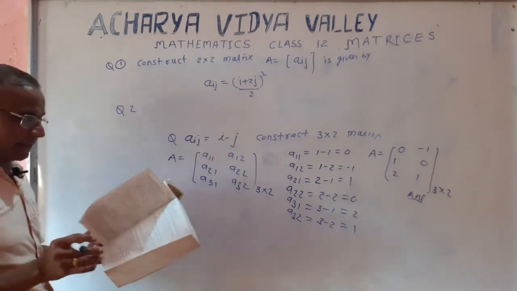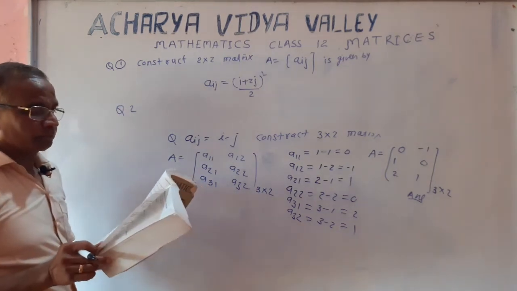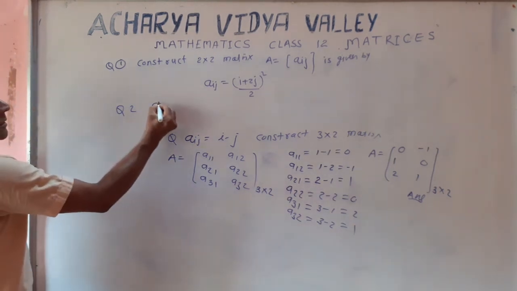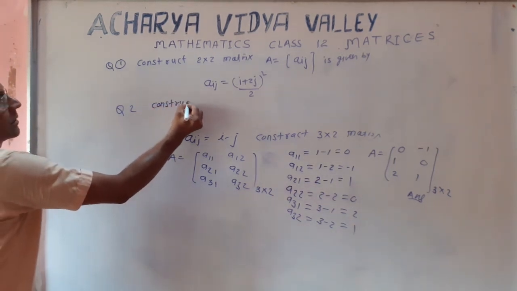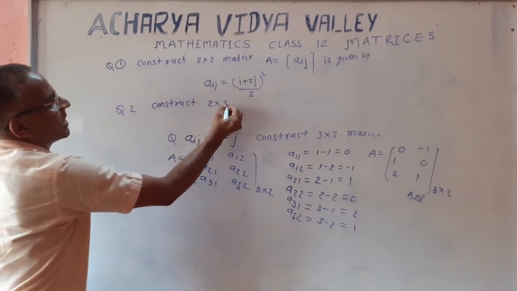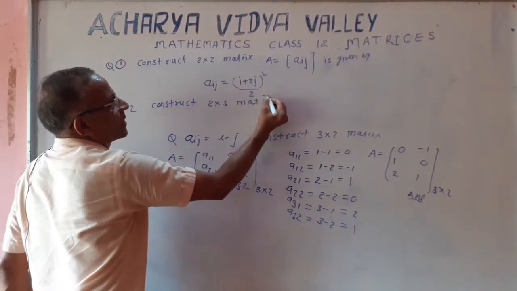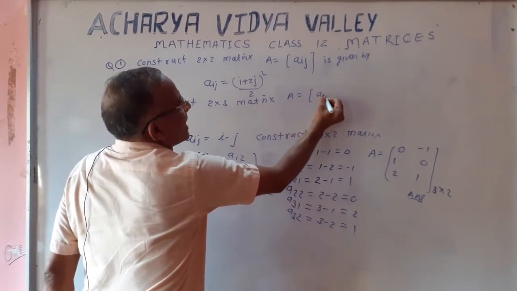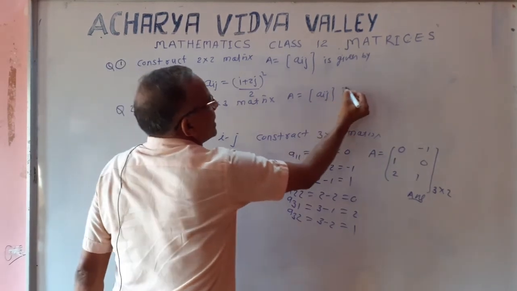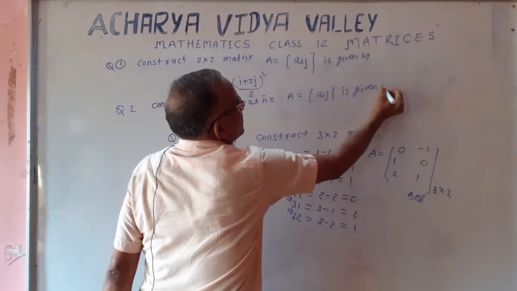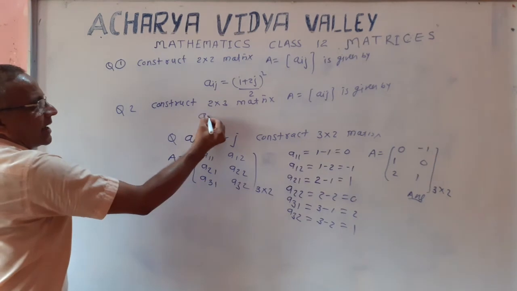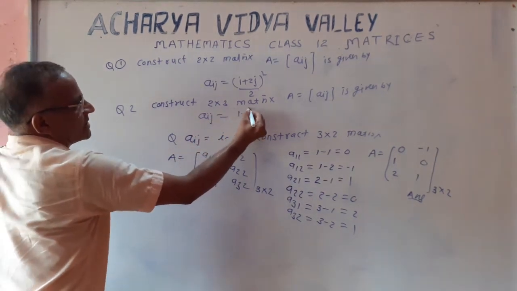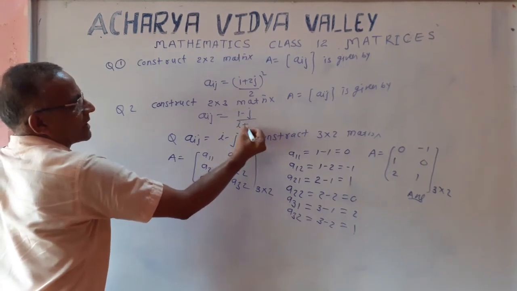Question number two: construct a 2 by 3 matrix A equal to Aij, which is given by Aij equal to (i minus j) upon (i plus j).